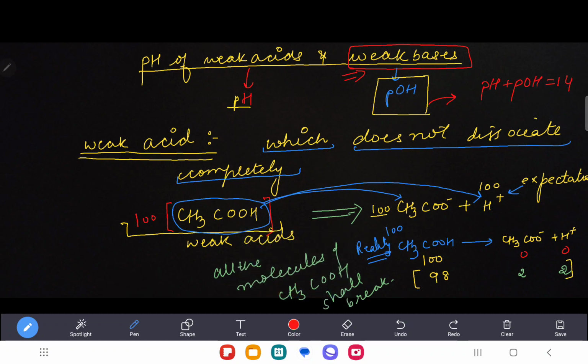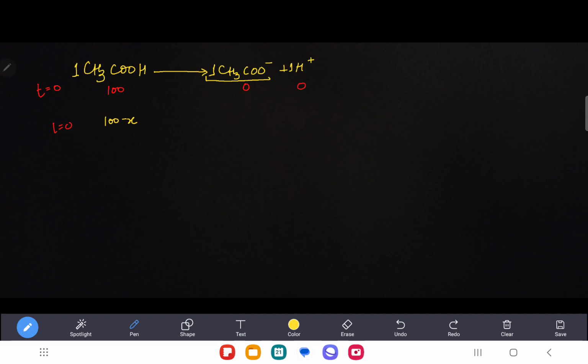Got it. Okay. So there is a term we're going to learn here, called the degree of dissociation. Let's suppose you take any weak acid, and if that weak acid breaks down, it gives me CH3COO negative plus H positive. If we have 100 molecules of it, initially at time t equals 0, the products are 0, 0. After some time, 100 minus X molecules remain, so X molecules have broken down. For one molecule of CH3COOH, one molecule of CH3COO negative and one molecule of H plus come out, so X molecules and X molecules are formed. Yes or no? Do you understand my point?